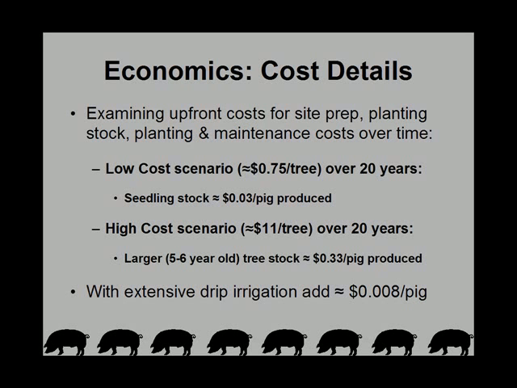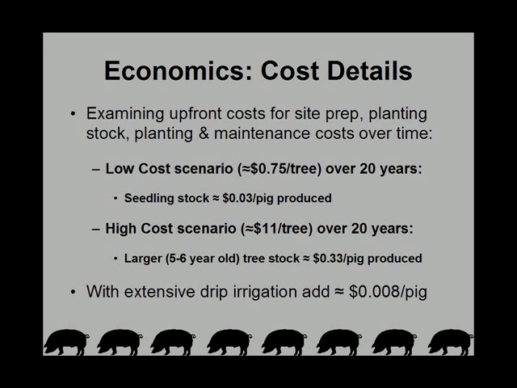And I had two sort of main cost scenarios. The biggest cost is the tree stock. And so you can go from a seedling perspective where 75 cents per tree might be reasonable if you buy it wholesale. And a more expensive scenario where every single tree I recommended was at least $11. And so I calculated all the costs and put them on a per pig basis. Seedling scenario over 20 years, and so this is every pig that's produced at that site over a 20-year period. It's about 3 cents a pig. At the higher upfront expense, it comes out to about 33 cents per pig.